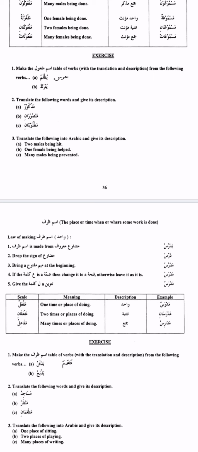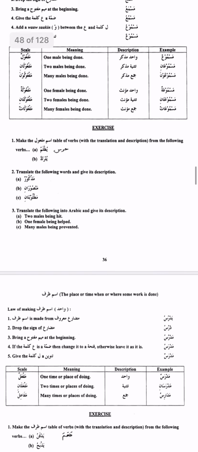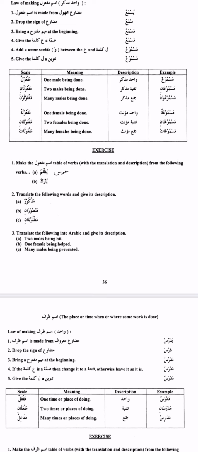mazlumu. Then you bring a waw sakin between the ayn and lam kalima. So the ayn kalima is lam and the lam kalima here is mim. We bring a waw sakin between the ayn and the lam kalima and we get mazlumu. And then you give the lam kalima, which is mim here, a tanween, and we get mazlumun. Mazlumun is the ism maf'ul. Mazlumun, that one male who was oppressed, who is oppressed. So look at the table. You can bring it on the scale of maf'ulun.